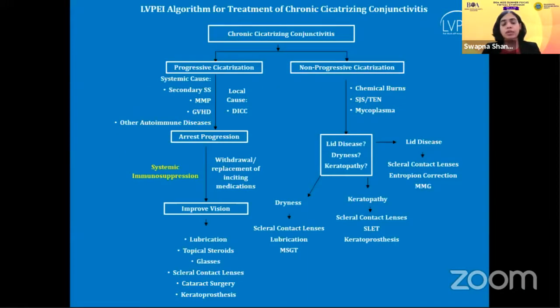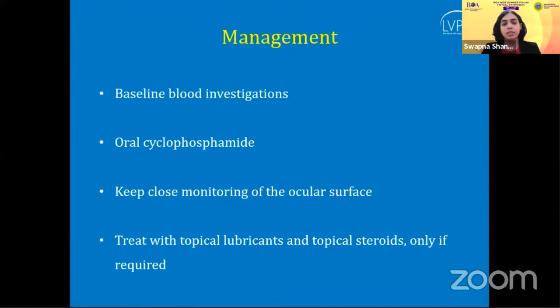So we've also given an algorithm in the same paper about the different treatment modalities for the different etiologies. As you can see, this was a case of progressive cicatrization possibly, and MMP causes progressive cicatrization. So to arrest progression, the main modality is systemic immunosuppression. So that's what we did for this patient.